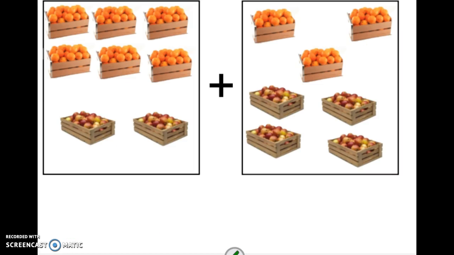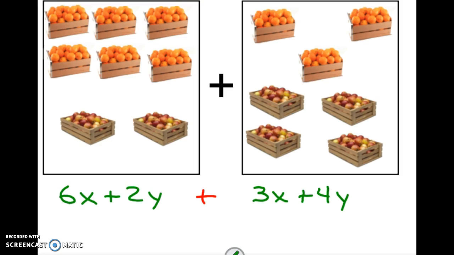If we've gotten in multiple shipments, we can combine like terms. Now in the first case, we have 6 crates of oranges, so 6 times x would be the number of oranges. We have 2 crates of apples, so an algebraic expression for the first shipment would be 6x plus 2y. In the second shipment, we've got 3 crates of oranges, 4 crates of apples. Once again, if we have those, we'd have the amount of fruit in the second shipment. And if we want the total amount, we would add both of them together.